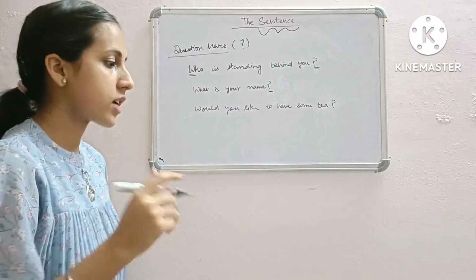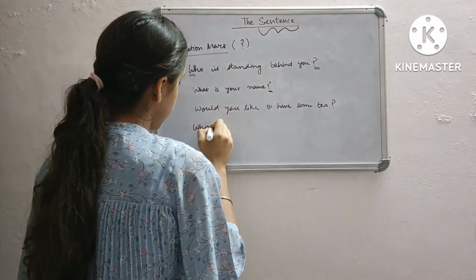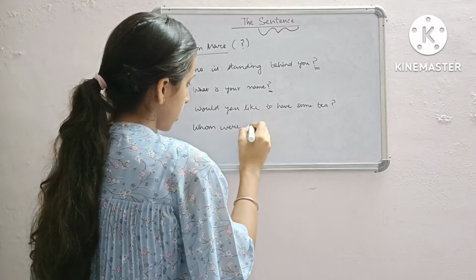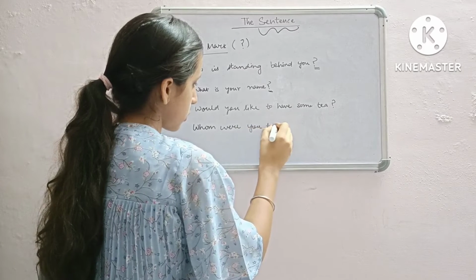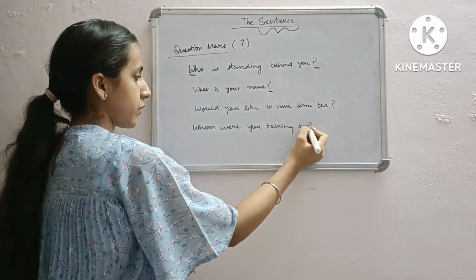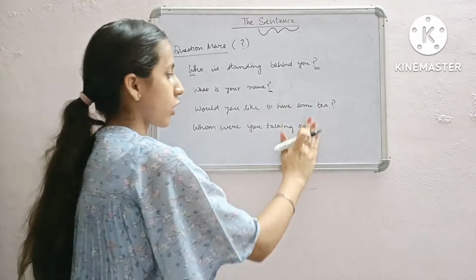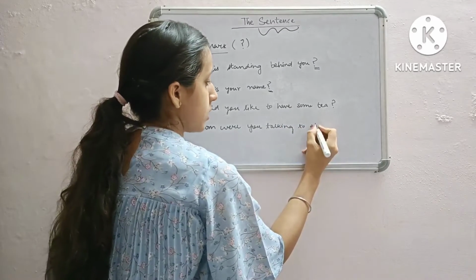Okay. What for other examples? It can be, whom were you talking to? That's a question mark. Whom were you talking to? Or it can be whom were you talking to about me?